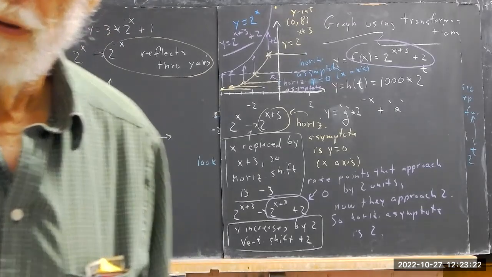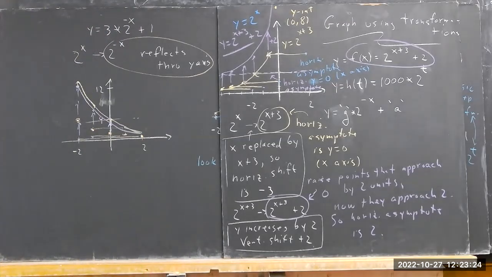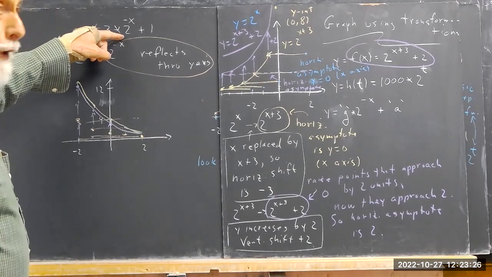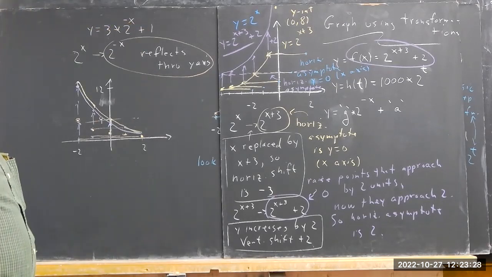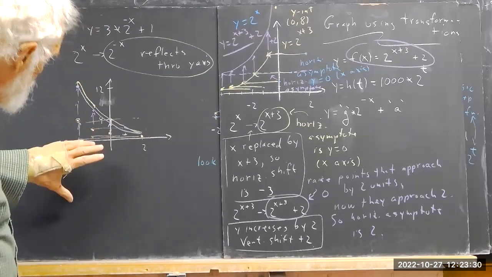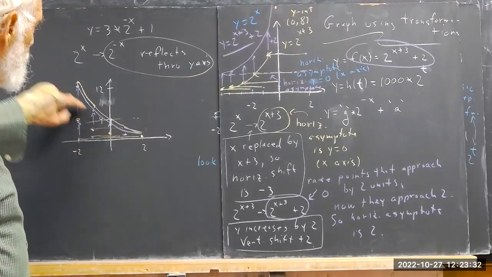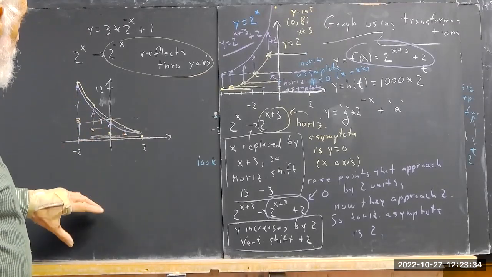Now, there are other things we can do with these graphs. If I had a negative 3 times 2 to the x plus 1, what would that do? Well, that would flip this graph upside down and then raise it, flip the purple graph upside down and then raise it by 1.